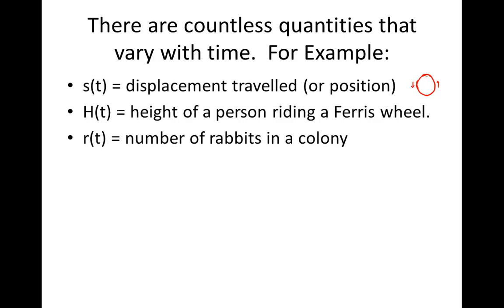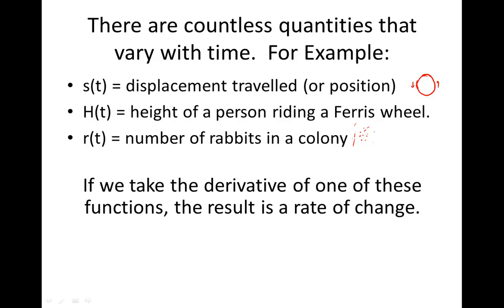All right, we have r of t, which is the number of rabbits in a colony. At the beginning you've got 2 rabbits, and then all of a sudden you've got 6 rabbits, and then all of a sudden you've got 27 rabbits, right? So you've got that changing over time as well. Hopefully we can make sense of some of this. And how does this affect the derivative?